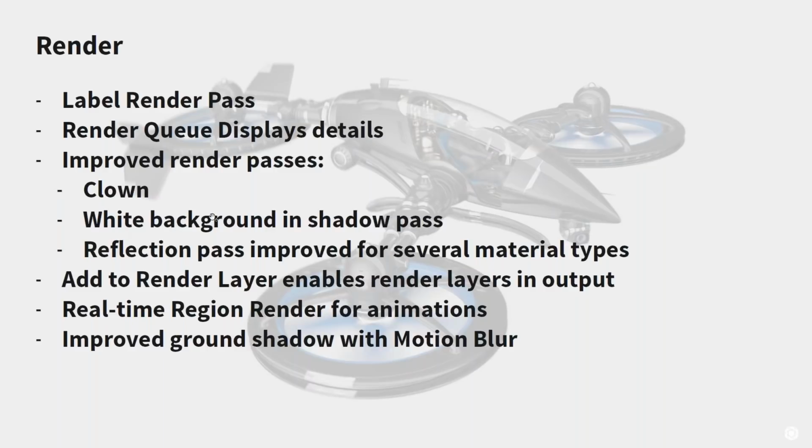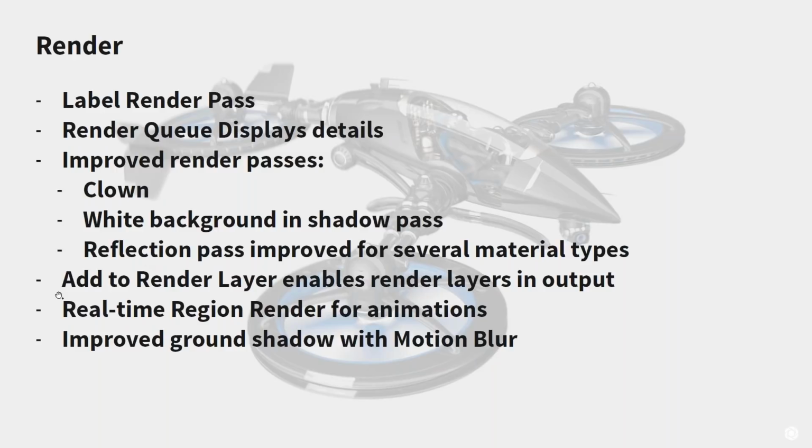Another one is that our Shadow Pass is rendered to a white background instead of black. So of course that helps. You just take your Shadow Pass and set it to a blend mode of multiply, and that will allow it to behave properly with any other images you've rendered out. Also, the reflection pass has been improved for several material types. We had metallic paint and some other materials that were a little bit more complex, and we've made improvements to how the reflection pass is handled, so those are done more accurately and more consistently across all of our material types.